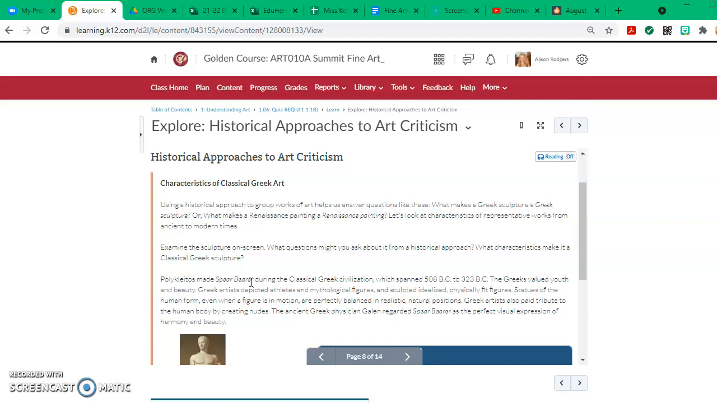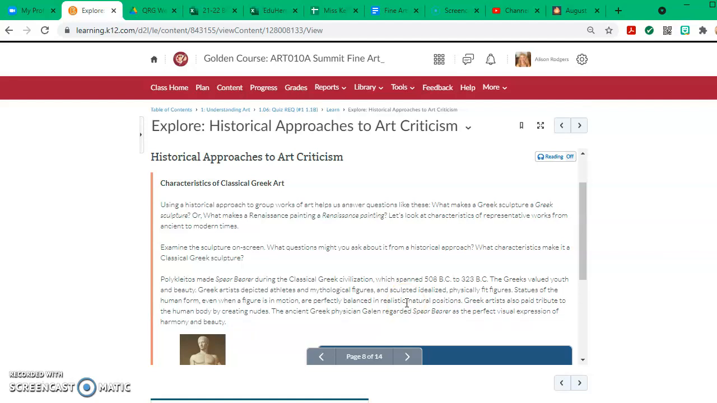Examine this sculpture on screen. What questions might you ask about it from a historical approach? What characteristics make it a classical Greek sculpture? Polycletus made Spear Bearer during the classical Greek civilization, which spanned 508 BC to 323 BC, and the Greeks valued youth and beauty. Greek artists depicted athletes and mythological figures and sculpted idealized, physically fit figures.